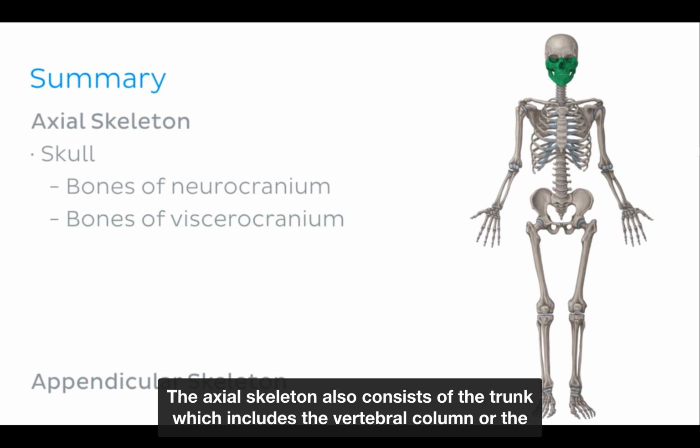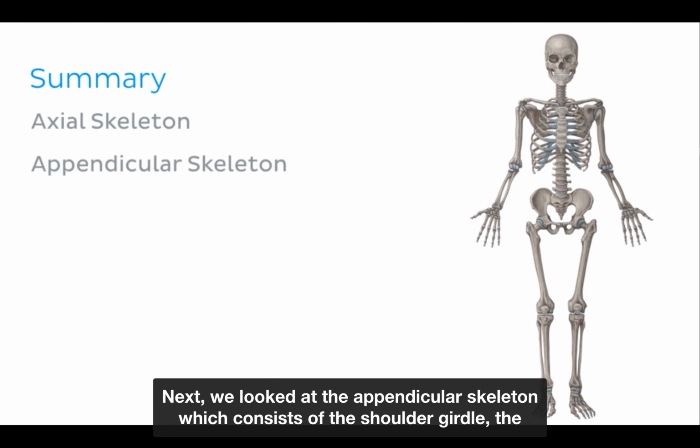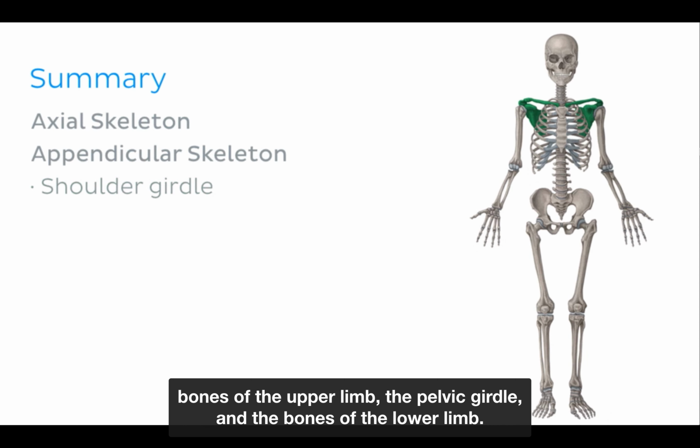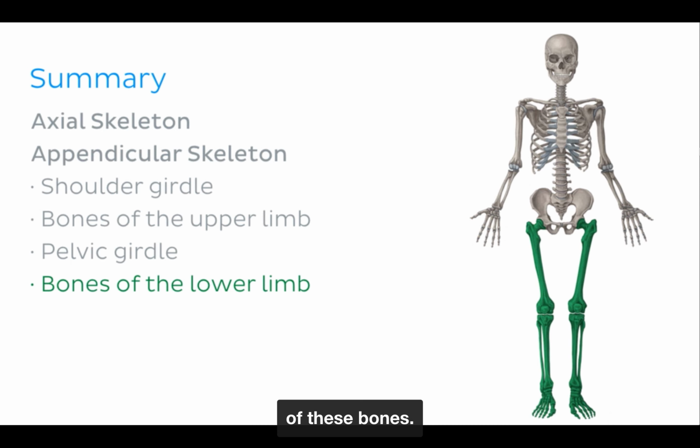The axial skeleton also consists of the trunk, which includes the vertebral column or the spine, the rib cage, and the breastbone or the sternum. Next, we looked at the appendicular skeleton, which consists of the shoulder girdle, the bones of the upper limb, the pelvic girdle, and the bones of the lower limb. We looked at the main bones that make up each region and also discussed some important features of these bones.